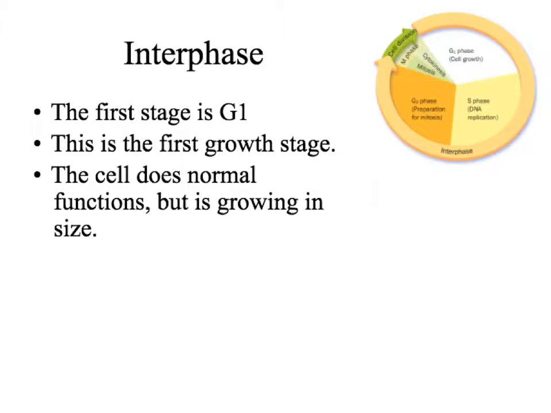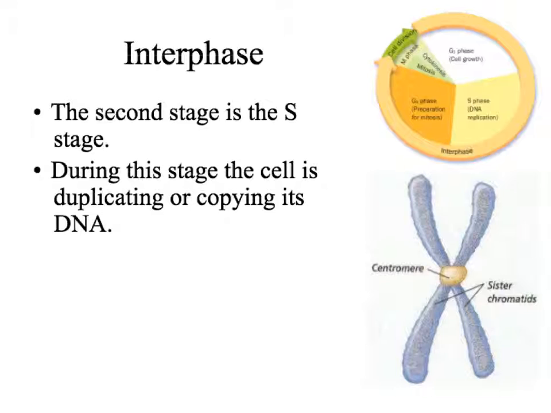The next stage is the S stage, and the S stage is really critical when we talk about cell division. When we're forming 2 new cells, each cell has to have a complete set of DNA. So during the S stage is where we see this duplication of the DNA happening. While it's still maintaining its normal functions, inside the nucleus it's copying all of its DNA and making another set. And this is really an important process for it to go through.